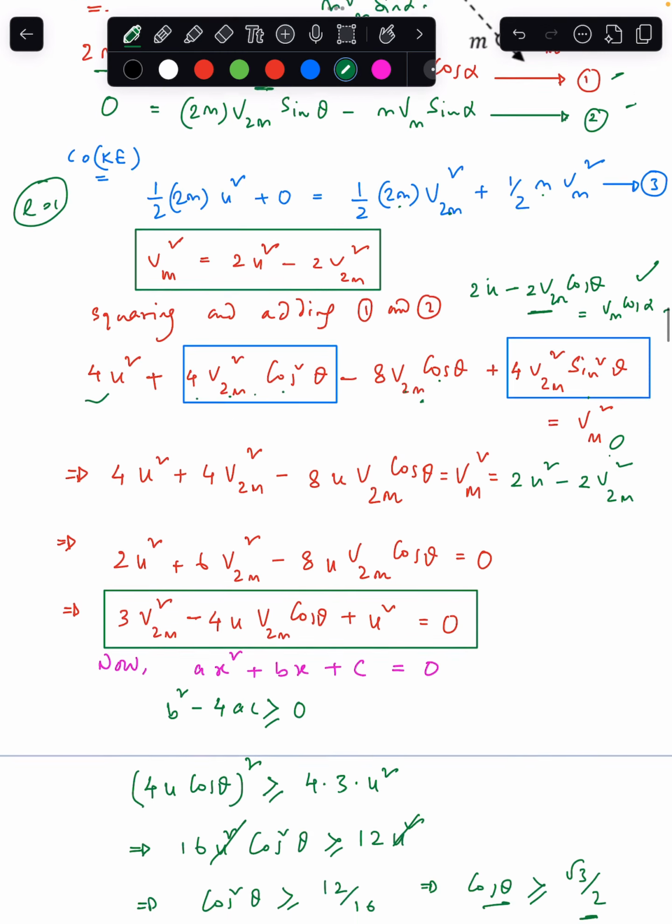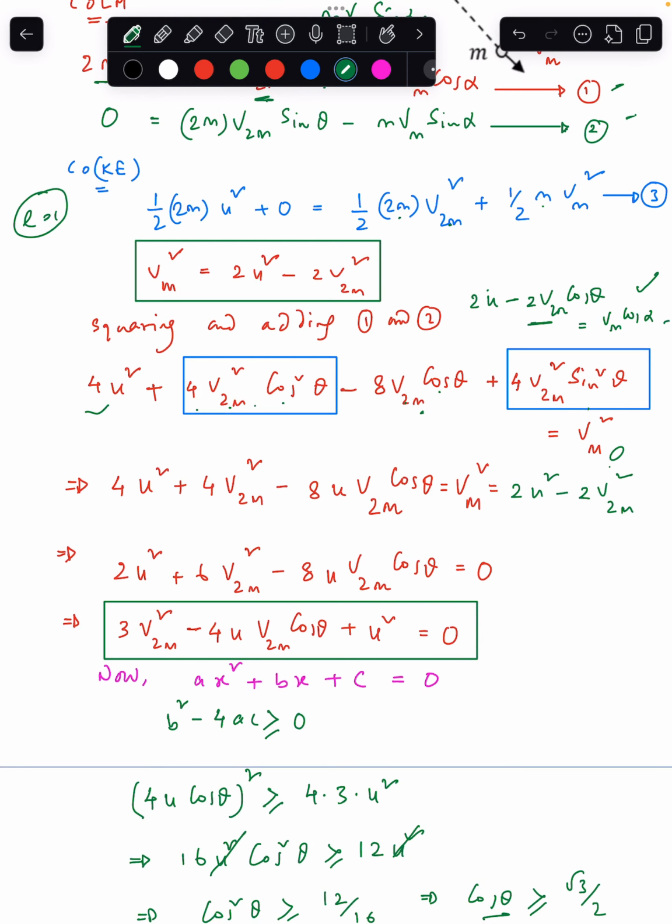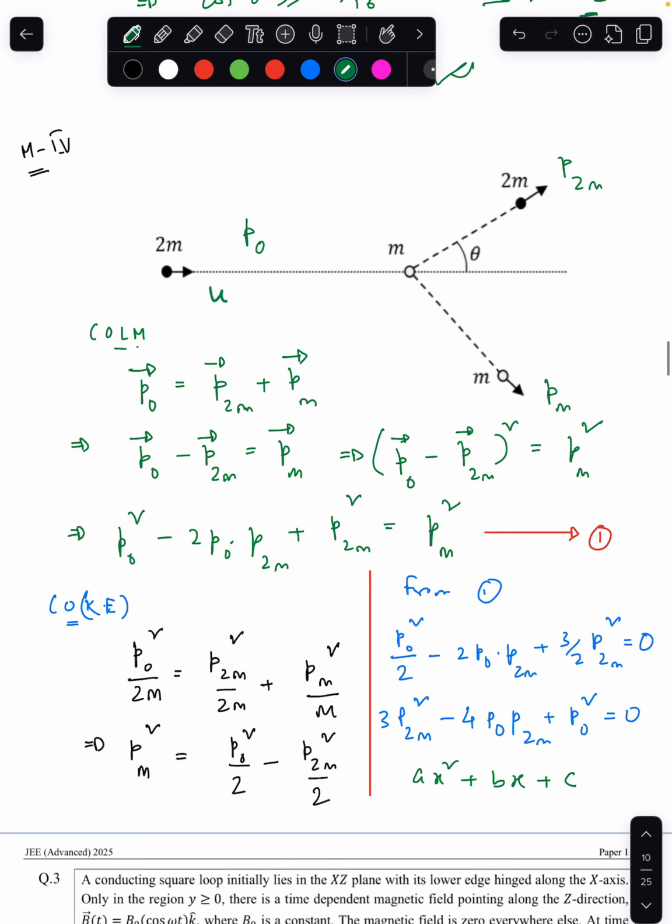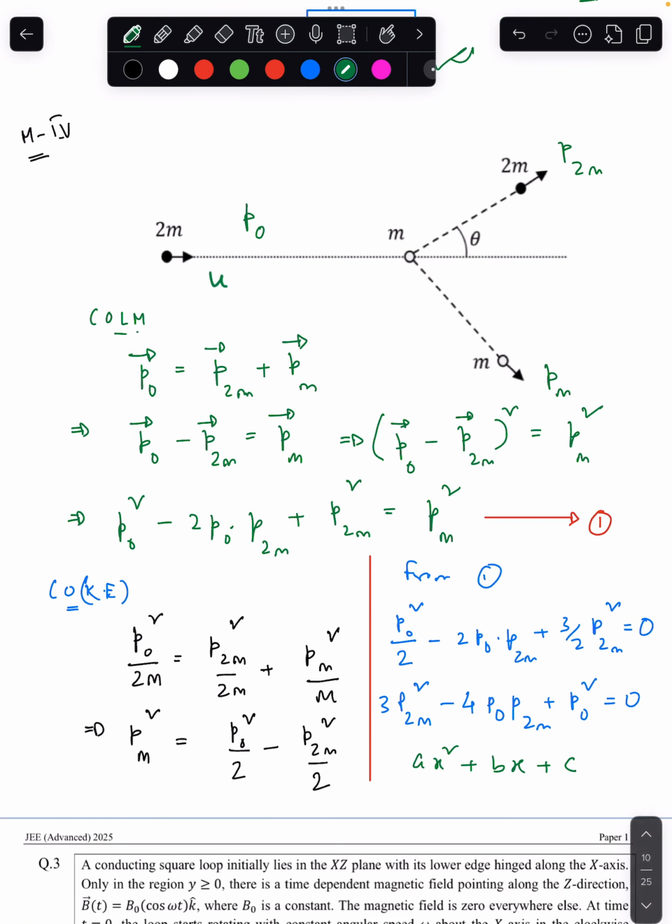Now, method 4 is based on the same kind of calculation, but I will handle the calculation more efficiently. How? Please look at this. Now I have taken the momentum vector. Conservation of linear momentum, that vectorial expression I am taking. So P naught vector is equal to P2m vector plus PM vector, correct? P naught vector minus P2m vector is equal to PM vector from here only.